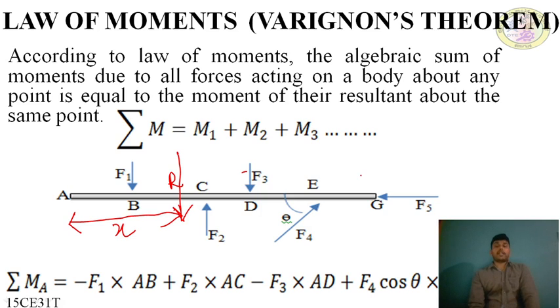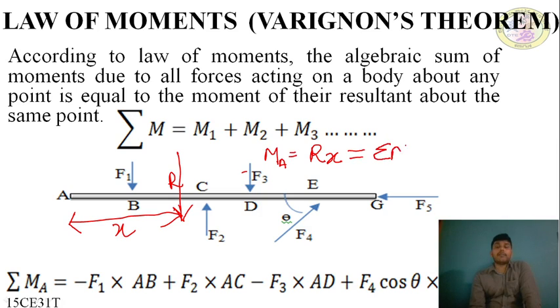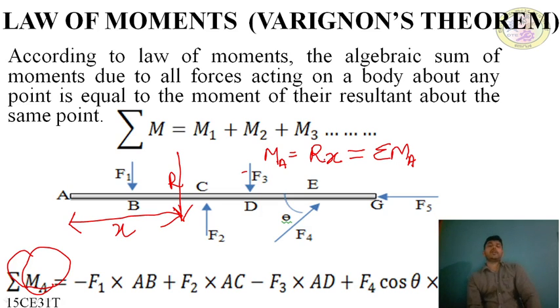Now the law of moments or Varignon's theorem states that the moment of the resultant about A, which is R into x, will be equal to sigma MA, what we have written here. The sum of the moments of all forces will be equal to the moment of the resultant. That is Varignon's theorem.